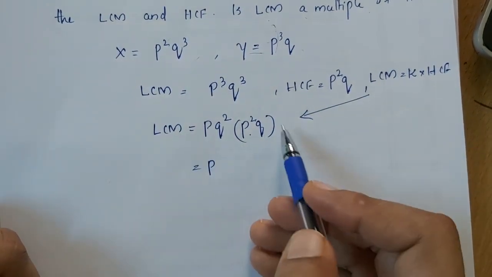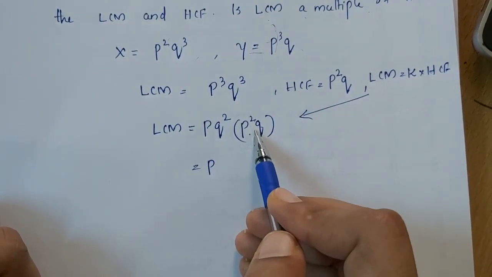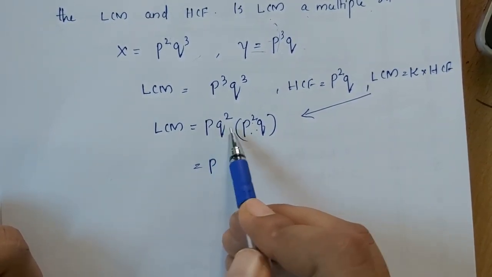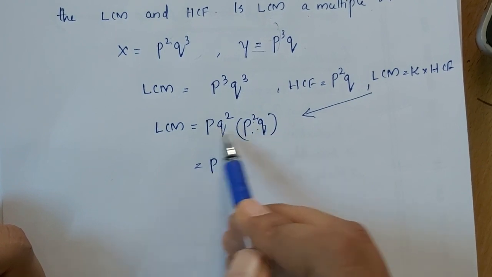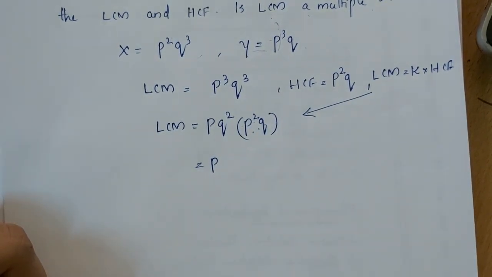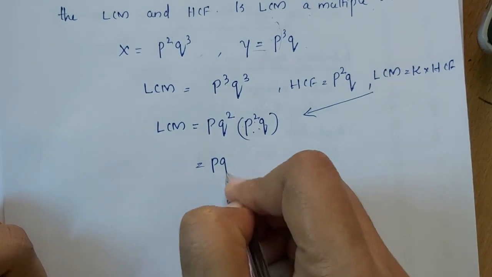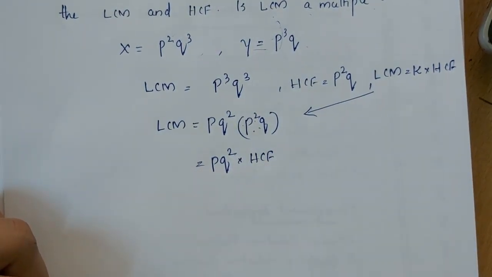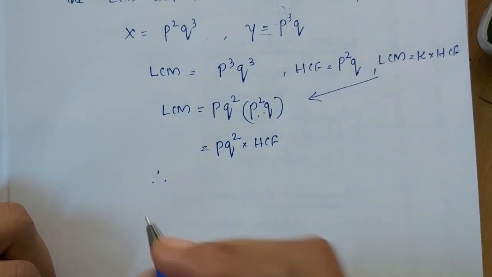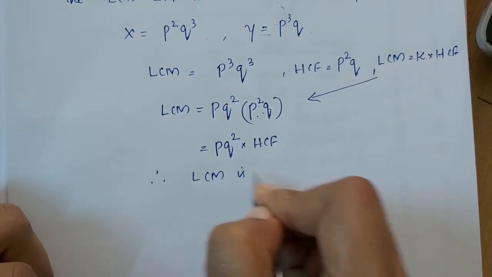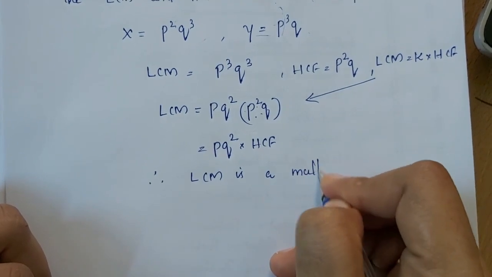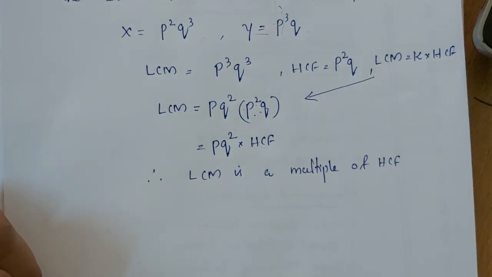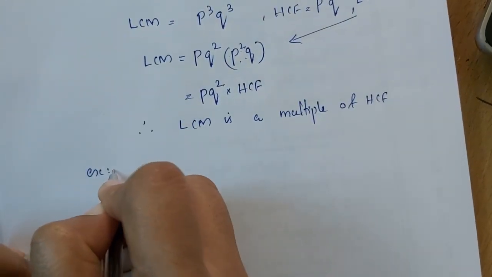LCM is equal to k into the HCF value, p square q. After eliminating p square q, the k value becomes p q square, since LCM is p raised to 3 and q raised to 3. Then LCM is p q square into HCF. So we can say that LCM is a multiple of HCF.